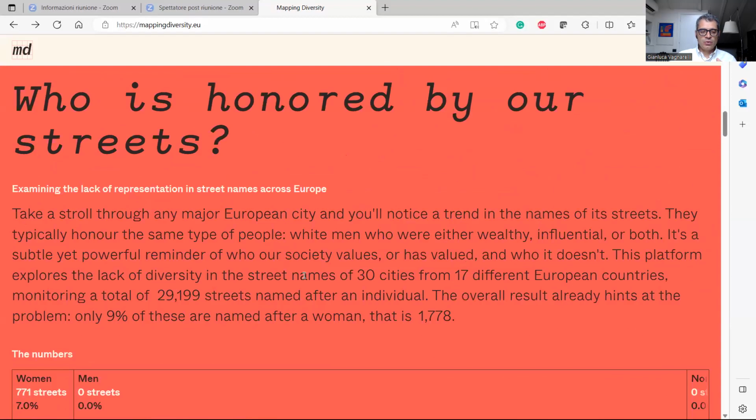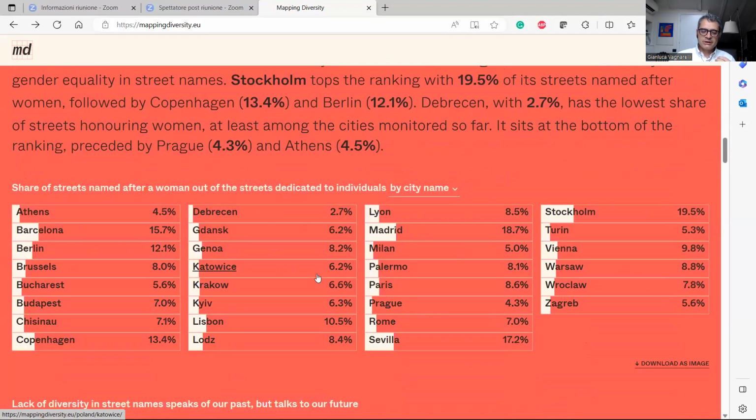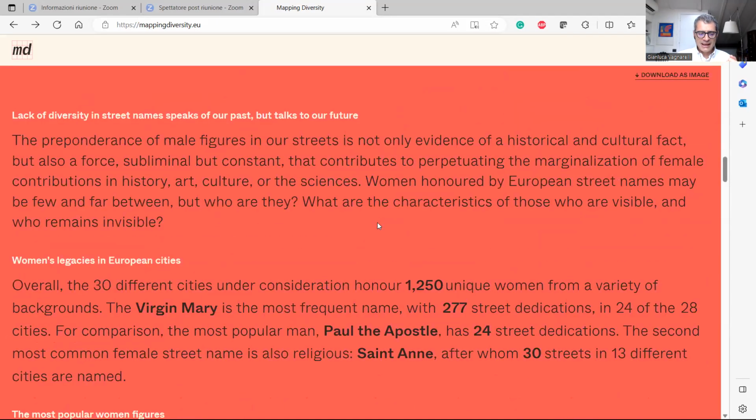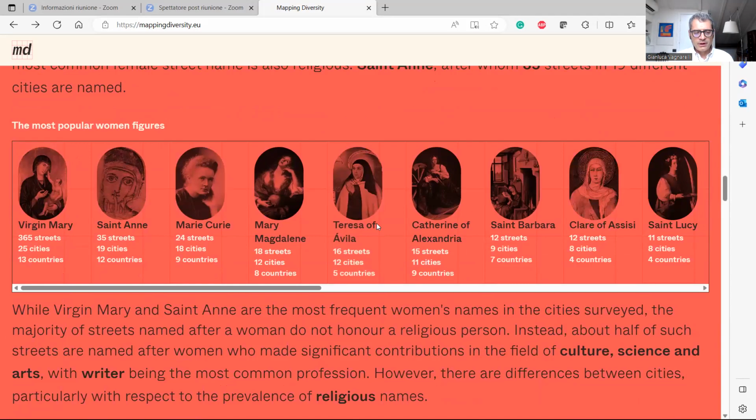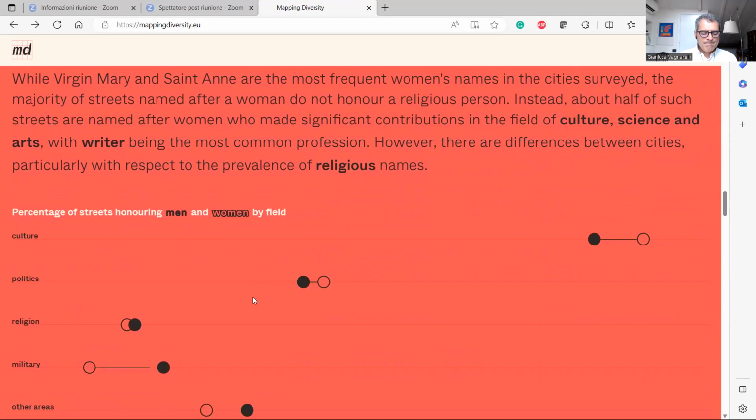And you can also see who is honored by the streets, so what kind of people. And you also have the percentage for each city, to compare the percentage of streets named after women in all the European cities analyzed, and also the most popular women figures. They are mostly saints or religious figures, but also scientists like Marie Curie and so on.